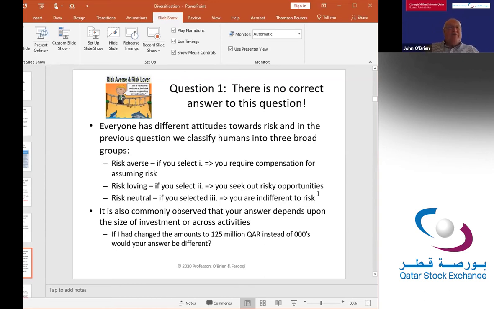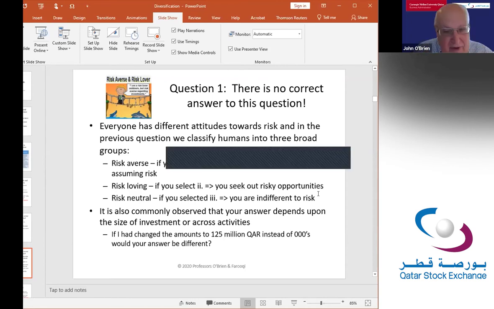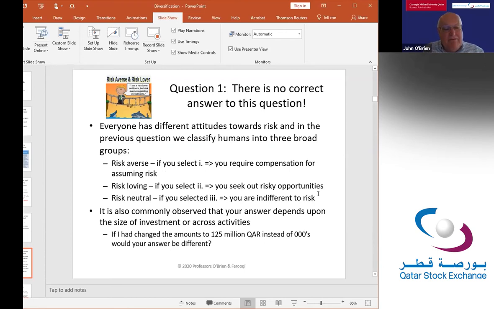Now, it's also commonly observed that your answer would change if I had changed those numbers to say 125 million Qatar riyals versus 250 million, with a 50% chance versus 62,500,000 with a 50% chance.